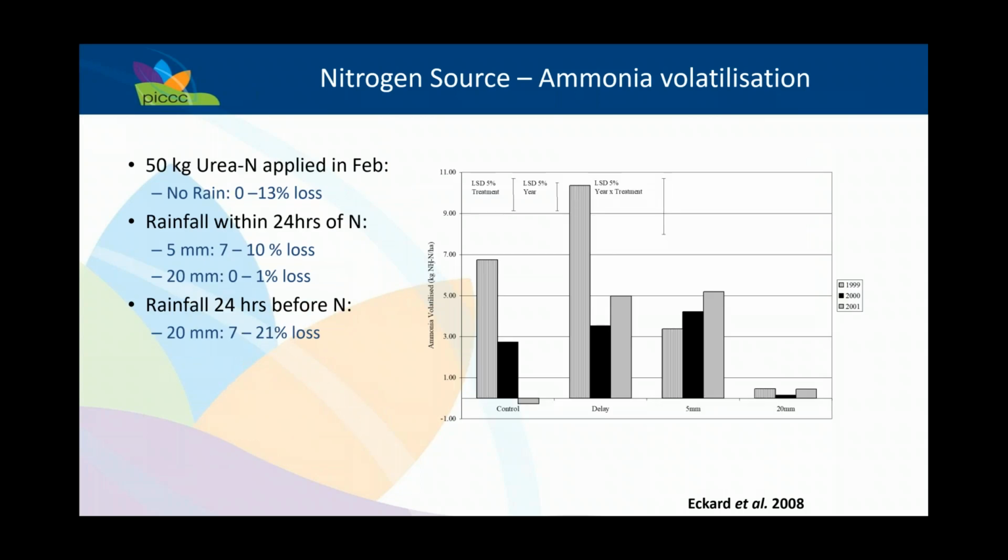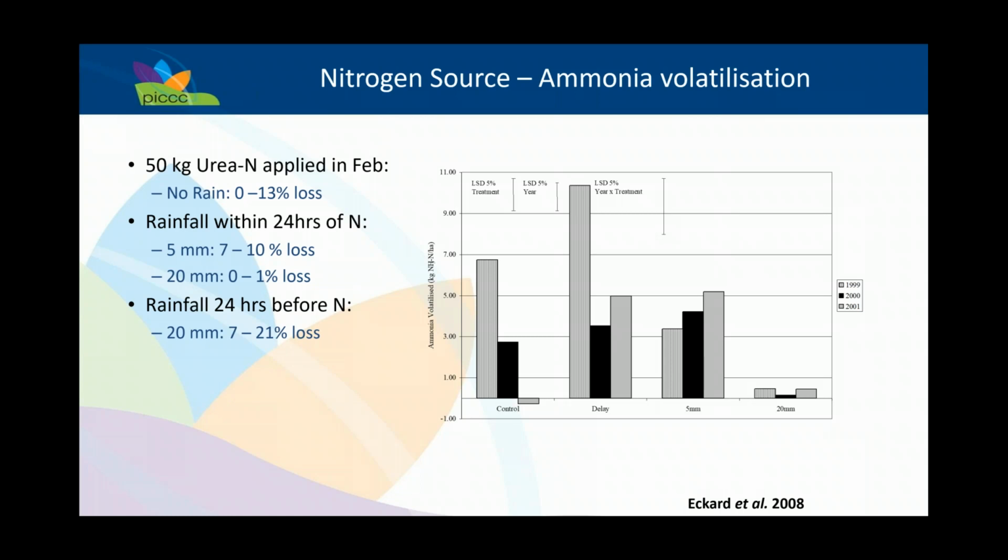This is an experiment I thought I'd show you just to emphasize the point. So, re-emphasizing that from the autumn break to November, you really don't need to wash nitrogen into the soil, and ammonia losses are not an issue. If you were applying nitrogen during the hotter, drier period of the year, we ran this experiment in the middle of February in West Gippsland, trying to create conditions that might maximize ammonia loss.